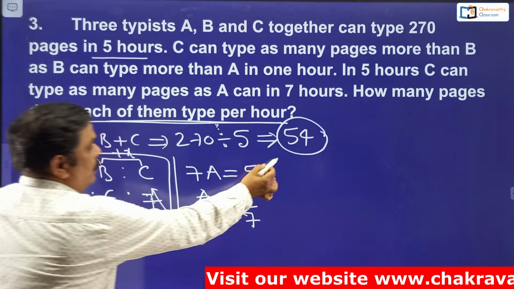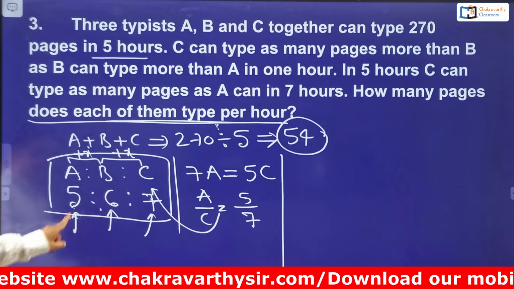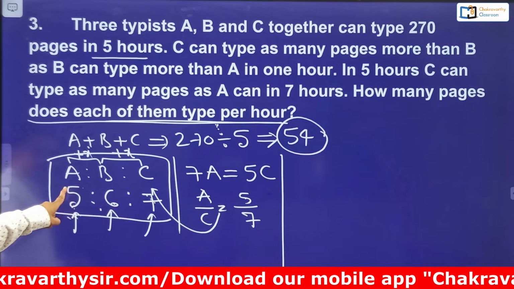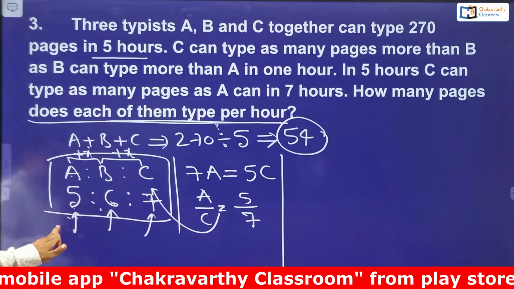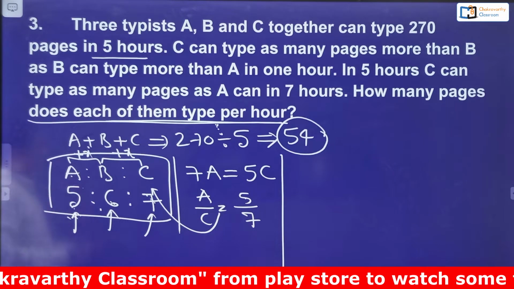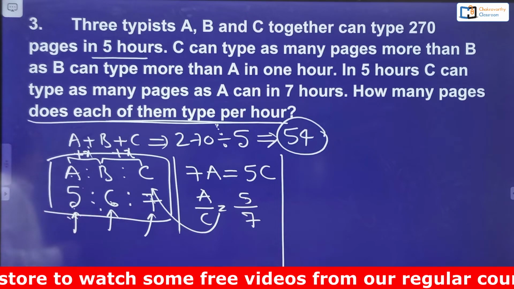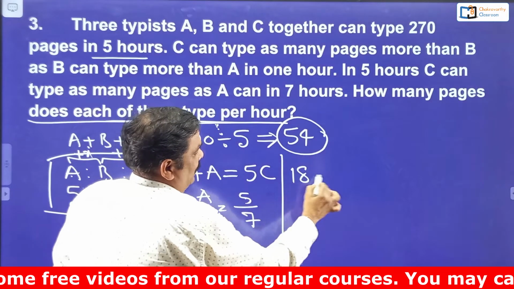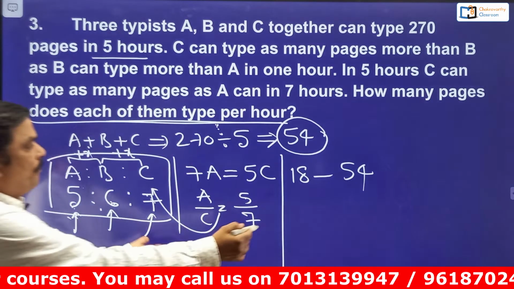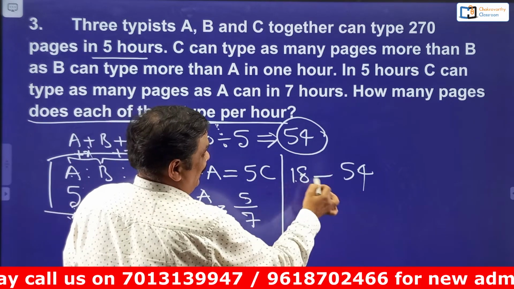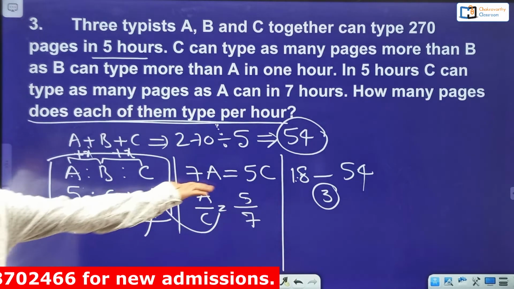So very simply here you can use the shortcut. Instead of going for 5 by 7 plus 6 plus 5, the conventional method, which is 5 by 7 plus 6, 13, plus 5, 18, 5 by 18 into 54 you get for A, then 6 by 18 into 54 you get for B. Instead of doing that, just take 7 plus 6 plus 5, that is 13 plus 5, 18. 18 is equal to 54 because that is the total. 18 parts is equal to 54. Then 1 part is equal to 54 by 18. 18 3s are 54. 1 part is equal to 3.